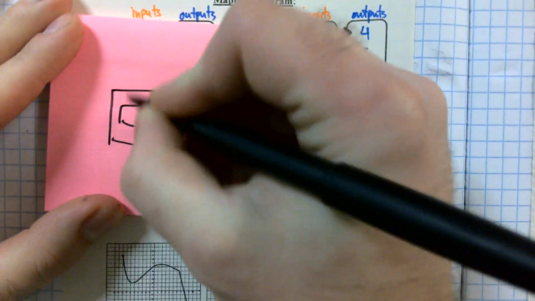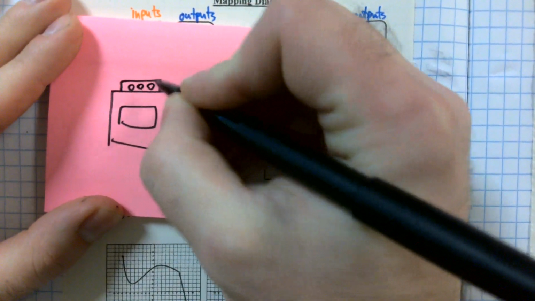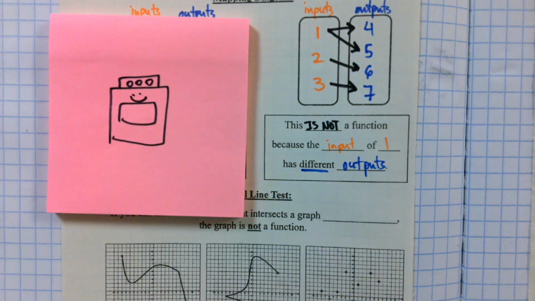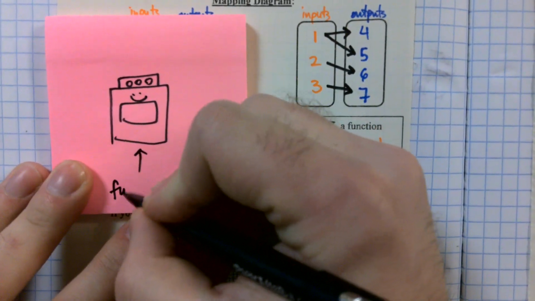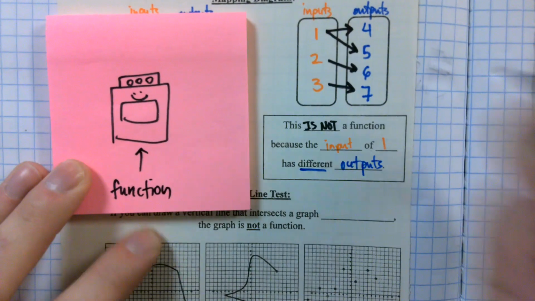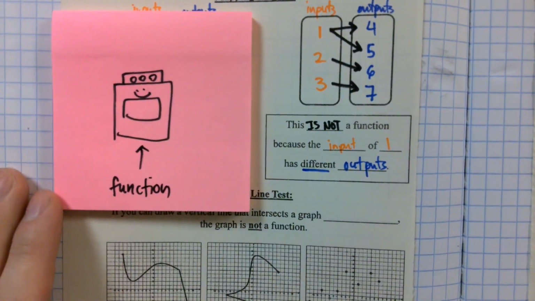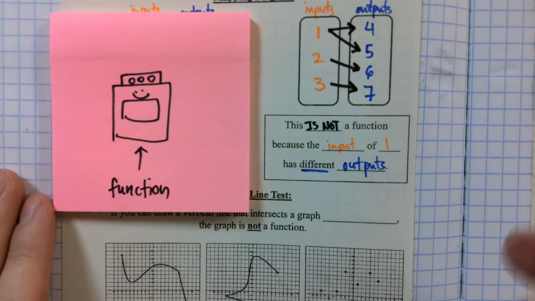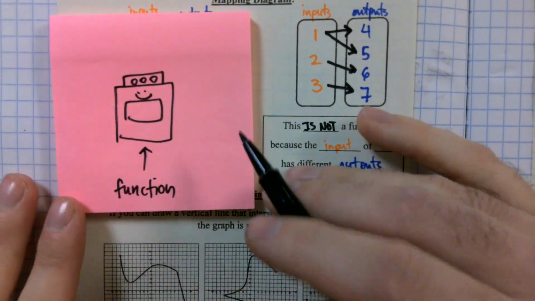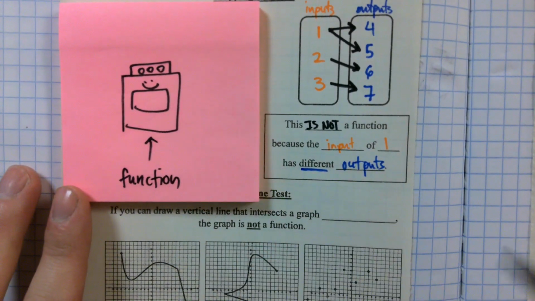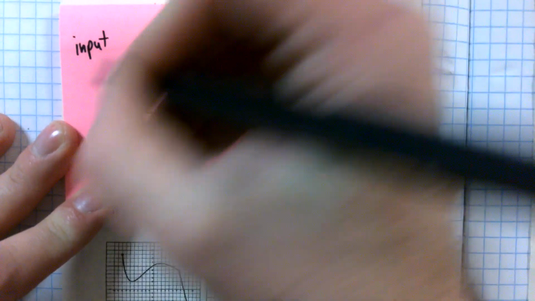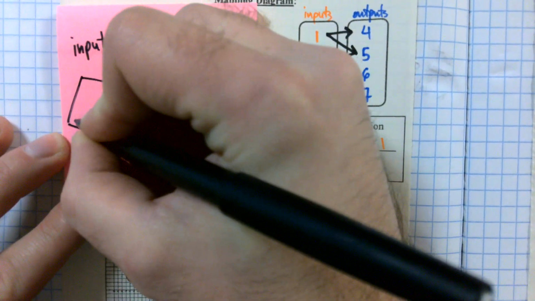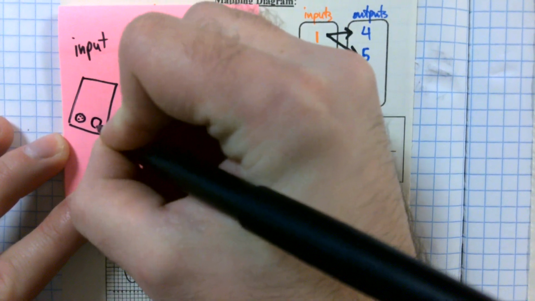I'm going to draw my little oven. Okay, there's my oven. This oven represents my function. What function does an oven have? Baking, cooking, heating, those things. You guys know how ovens work. So this oven is my function, right? Let's say I go ahead and input a tray of cookie dough. Cookies.